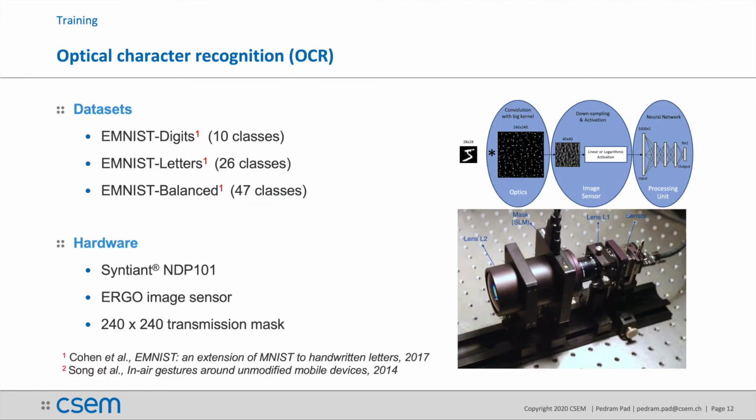We utilize this idea to design an ultra-efficient classification system for OCR. For the processing unit, we selected Sentient NDP101, which is an ultra-low-power ASIC for a fixed neural network comprising 4 fully connected layers. For the image sensor, we chose the ultra-low-power image sensor Ergo, which provides both linear and logarithmic quantization of the pixel values, and we chose the optical mask size of 240 by 240. We trained the mask and the weights of the Sentient network for the extended MNIST dataset.